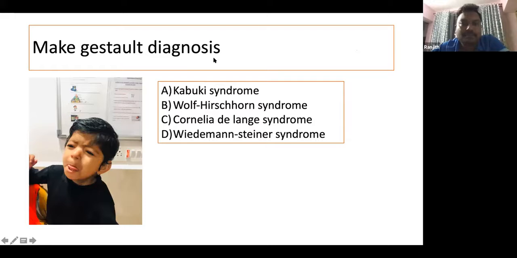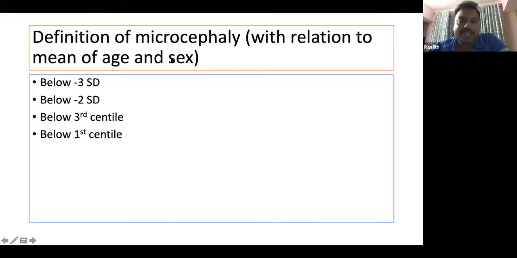Make a gestalt diagnosis: microcephaly with synophrys with the typical appearance. The answer is Cornelia de Lange syndrome. Sir was emphasizing this syndrome multiple times in his talk. Now the definition of microcephaly with relation to the mean of age and sex: clearly it is below 3 standard deviations for the age and sex.